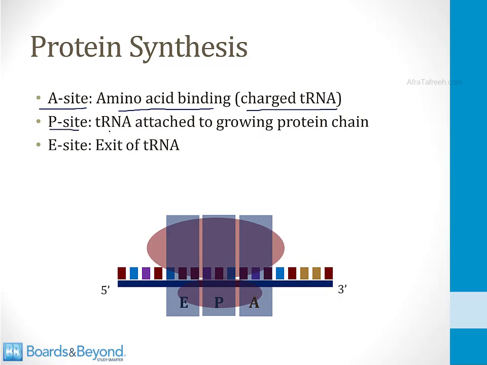The P site will hold the tRNA that is attached to the growing protein chain. I'll show you that in a minute. And then finally, the E site is the site for the exit of tRNA after it has given up its amino acid to the growing protein chain.